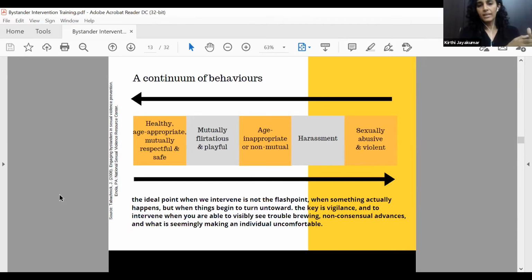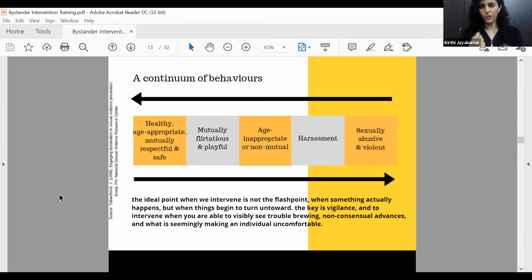So on the extreme left, what I'd like for you to do is to go with me on the continuum from left to right. On the extreme left, when you see healthy, age-appropriate, if that's the community you're dealing with, mutually respectful and safe behaviors, that's something you don't have to worry about. And you can tell very easily when it's mutual, when you see that both parties are engaged or all parties involved are equally involved without anybody feeling uncomfortable. Now you go one step further where you see mutually flirtatious and playful behavior, but it is still a step away from healthy and age-appropriate behavior.